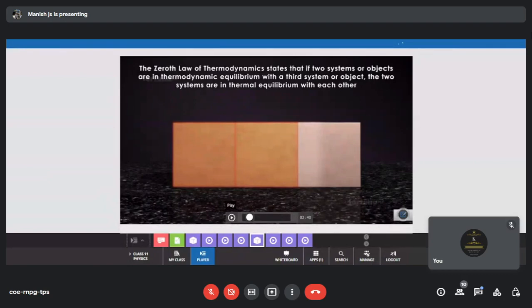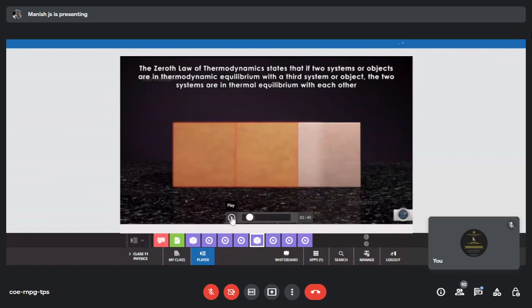Okay, so we'll... Sir. Yeah. Sir, thermal equilibrium and thermodynamic equilibrium are the same, right sir? Yes, the same. Okay, so thermal equilibrium and thermodynamic equilibrium are both the same. It is the same meaning only. Okay, so this is the idea.